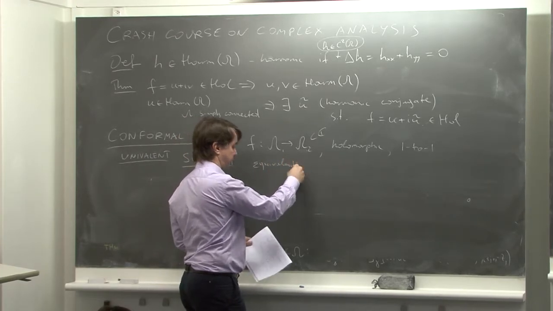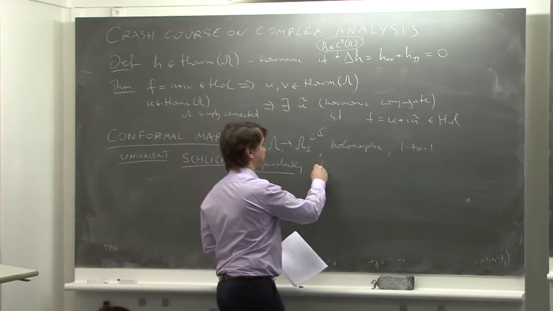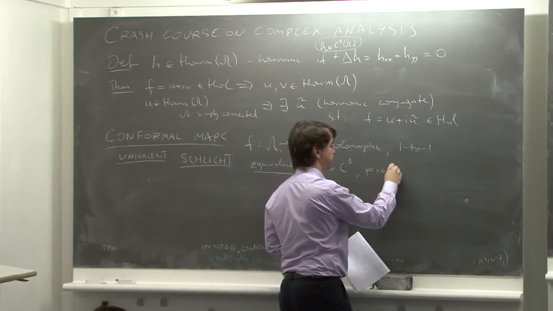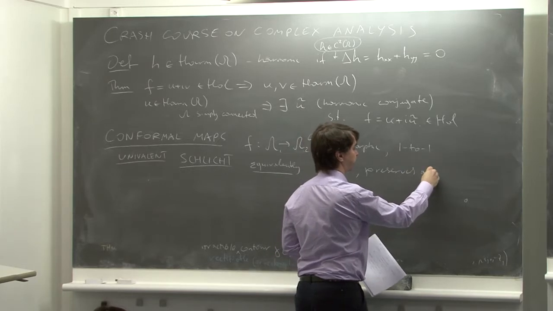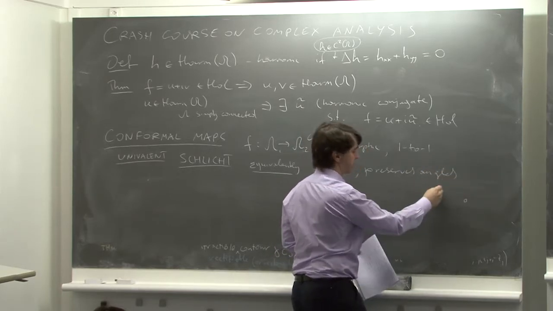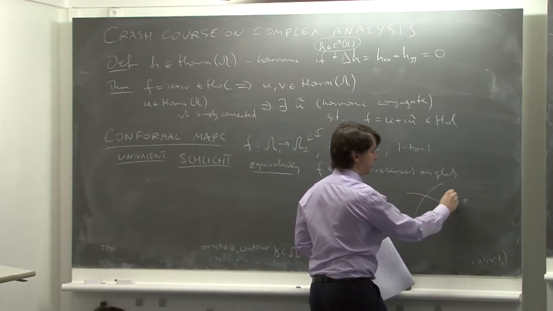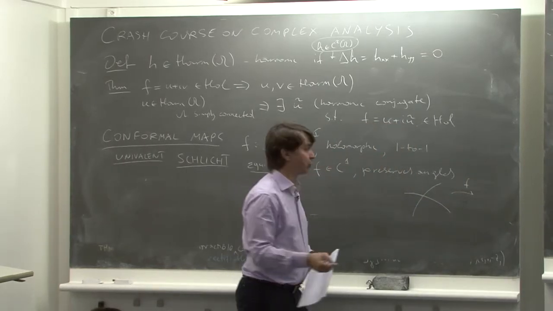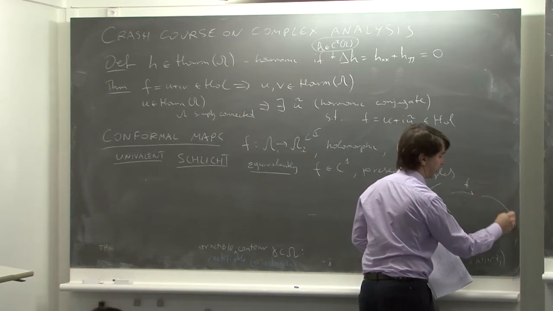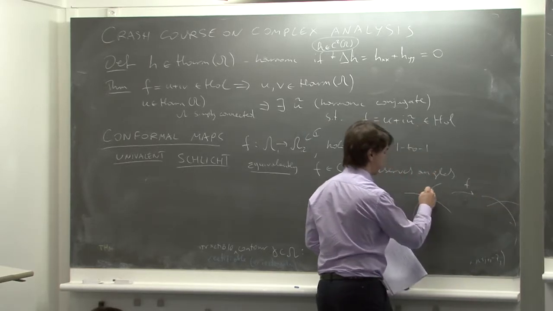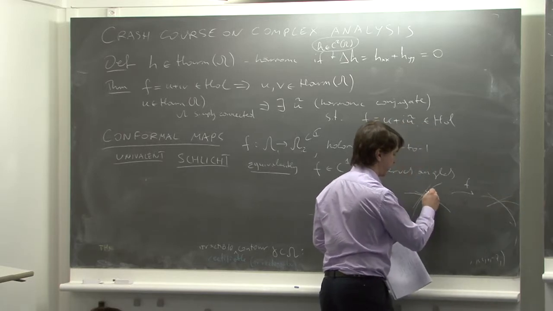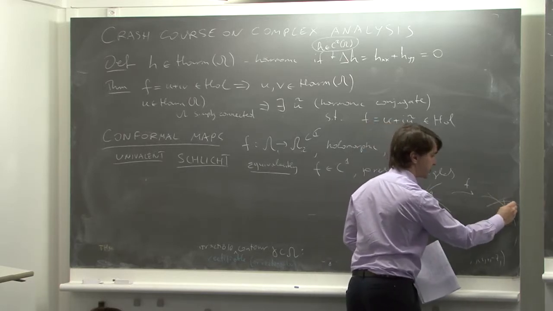Equivalently, f belongs to C1 and preserves angles. What does it mean? So I take two curves and I map them by f. If f is C1, then the curves will still have tangents. So the tangents will still be well defined, and then the angle is preserved.